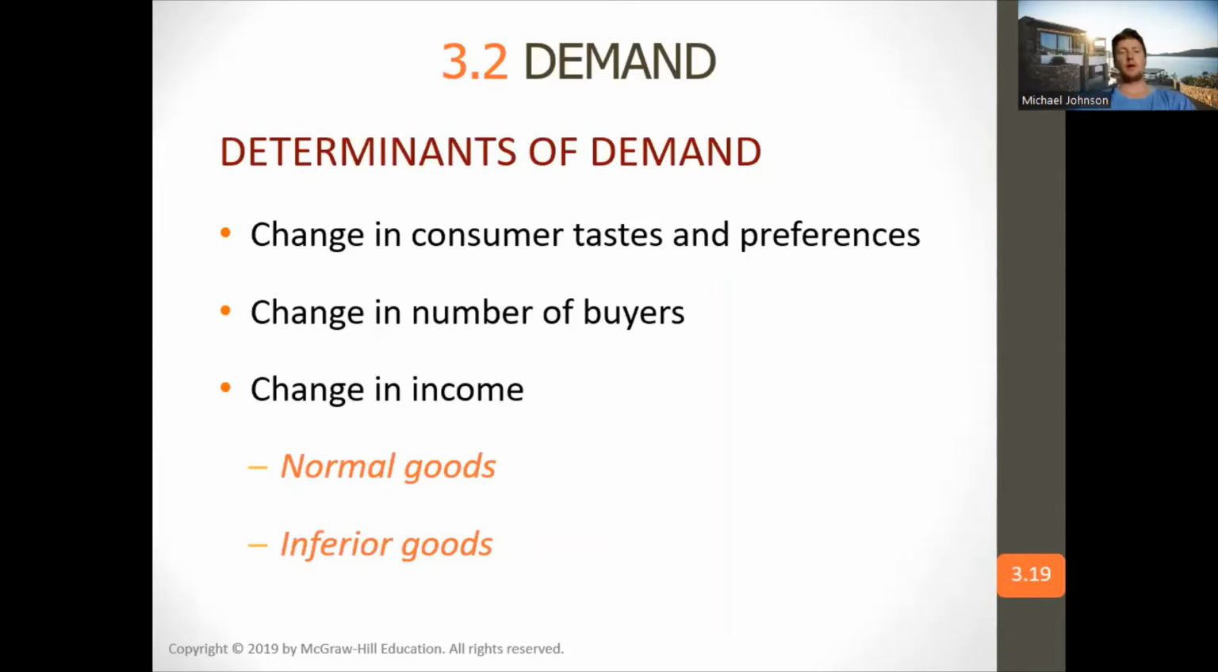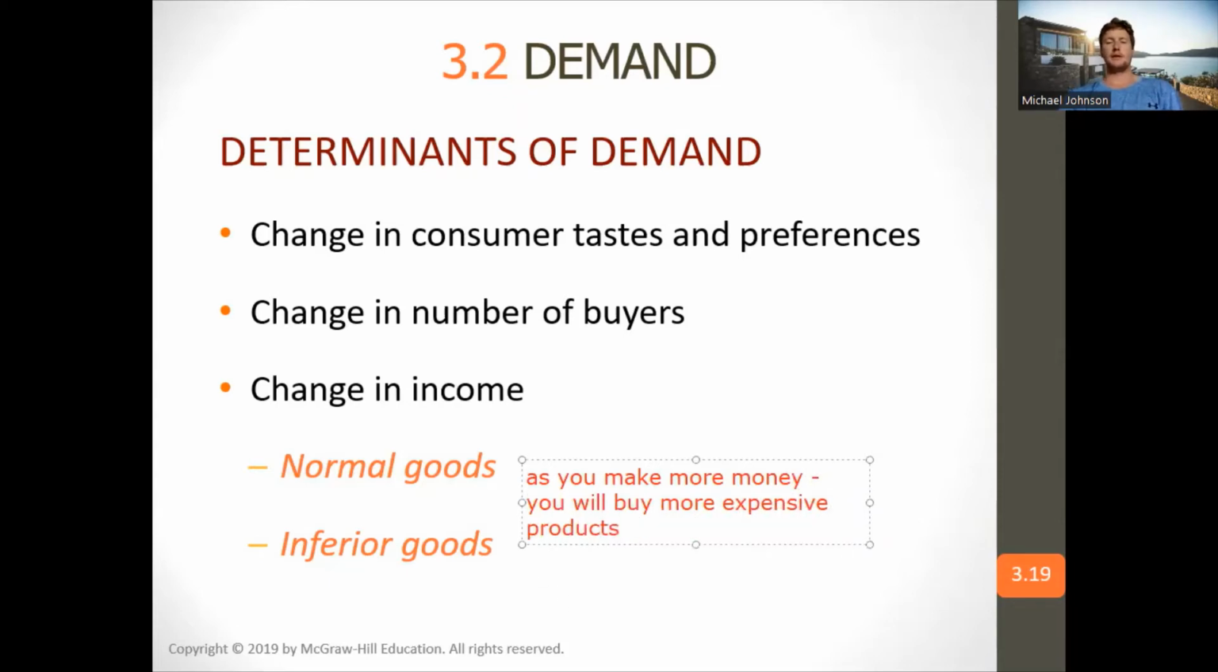Demand is determined through changes in consumer tastes and preferences, change in number of buyers, and change in income. So for normal goods, if you have a higher salary, you'll pay for more normal goods. For example, as you make more money, you will buy more expensive products.